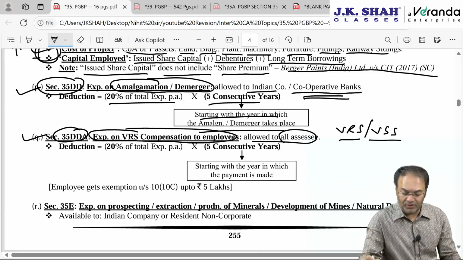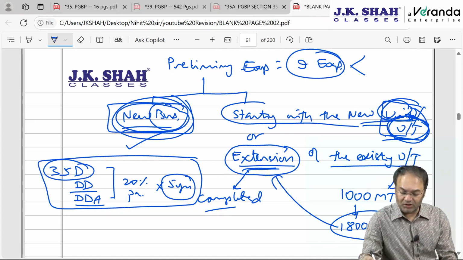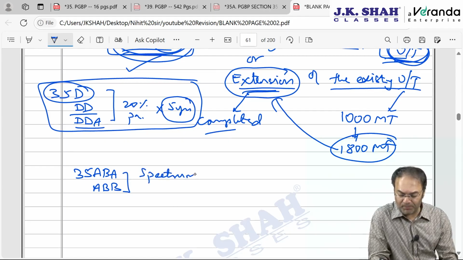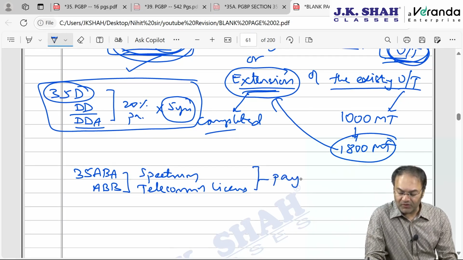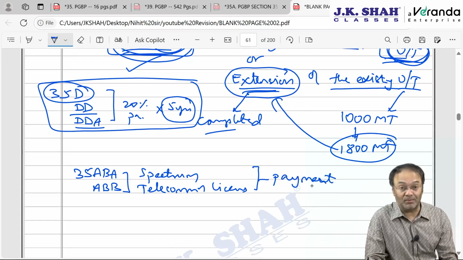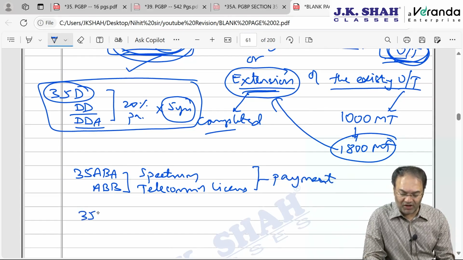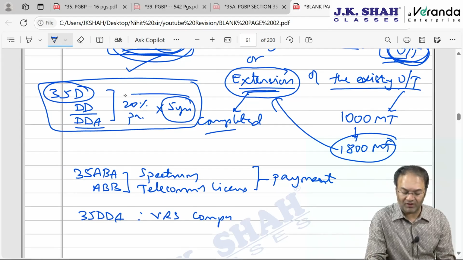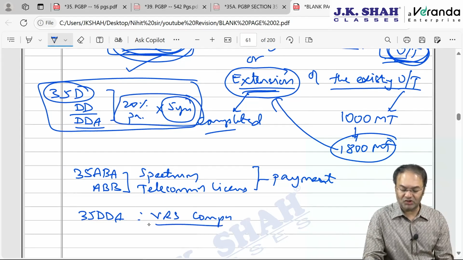Here understand, payment. So in 35ABA and 35ABB, 35ABA spectrum fees, 35ABB telecommunication license fees, here also, these two places also, payment is a must. Here in these two places deduction is based on payment. The year payment is made or the year in which business commences, whichever is later. Same thing for 35DDA. Here also VRS compensation. Payment should be made, then only deduction will start. Deduction will be in 5 installments of 20% per annum, starting with the year in which payment is made.